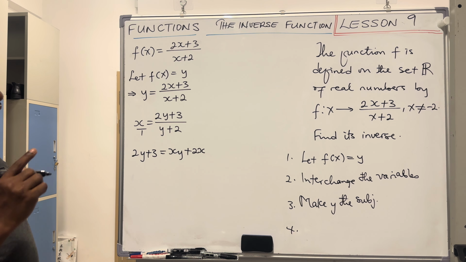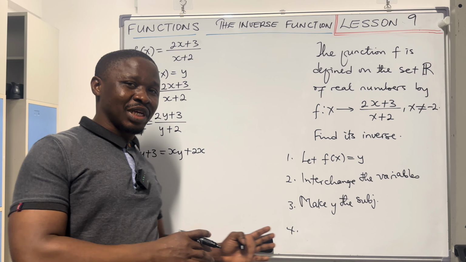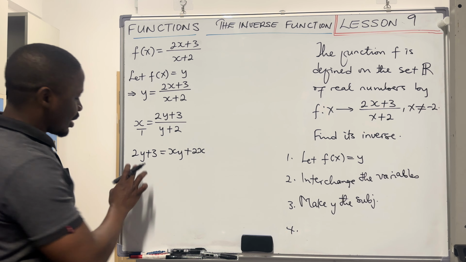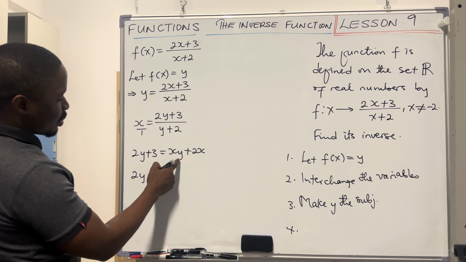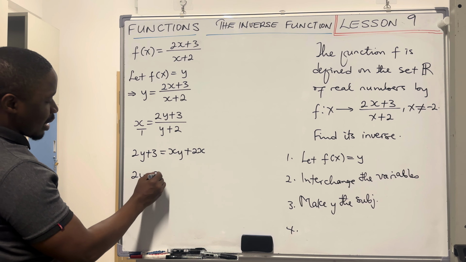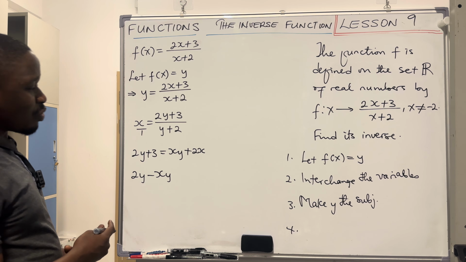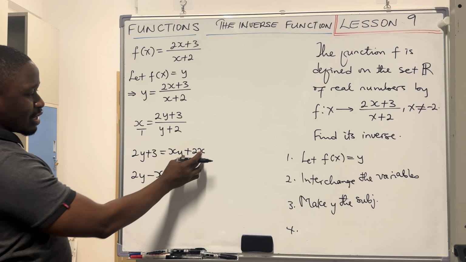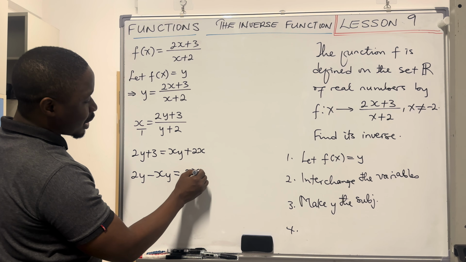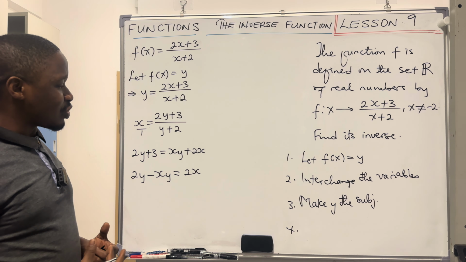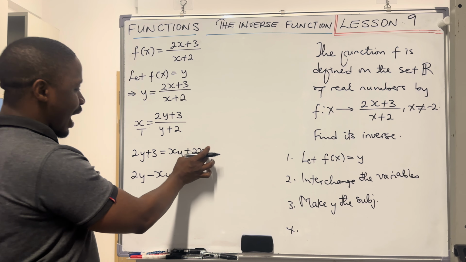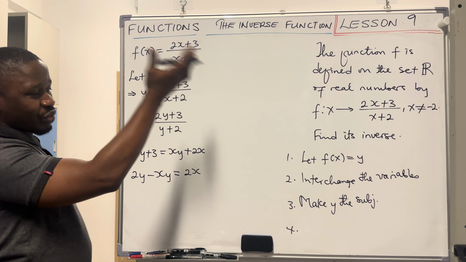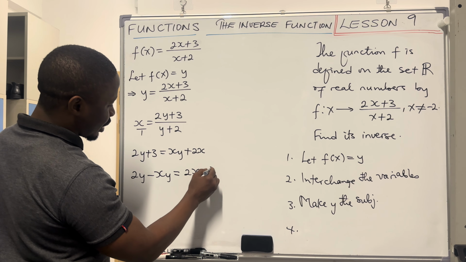Let us not forget that we want to make y the subject, so let us collect all the terms containing y. This is 2y. We move this term, which contains y, to this side as minus xy. Do we have another term with y? No. So we move the remaining terms to the right-hand side. There is already 2x on the right, which we cannot change. But 3 without y is on the left, and moving it to the right, the sign changes to minus 3.